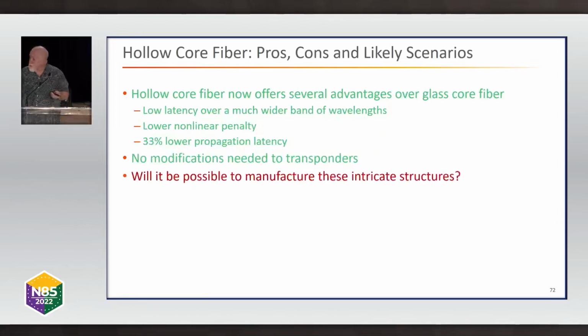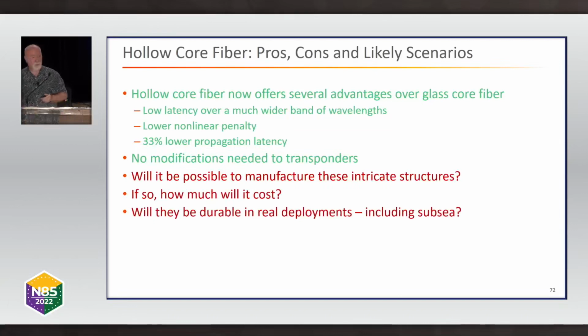And the big question, can you manufacture it? You saw the intricacy of those structures. Can you manufacture at high yields? How much will it cost? If you can manufacture this fiber, will it be really usable and durable in real deployments, including subsea? What happens if a hollow core fiber that has a vacuum inside the fiber has a cable break under the ocean? You've now got 3,000 or 4,000 kilometers of fiber full of seawater. So that's probably not an ideal situation. I don't know how you recover from that.